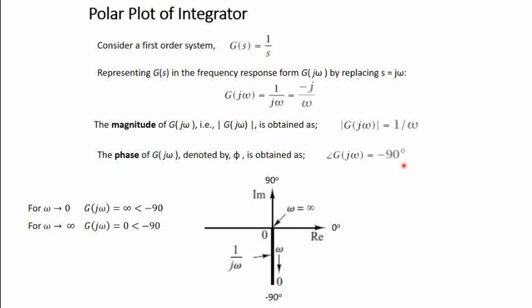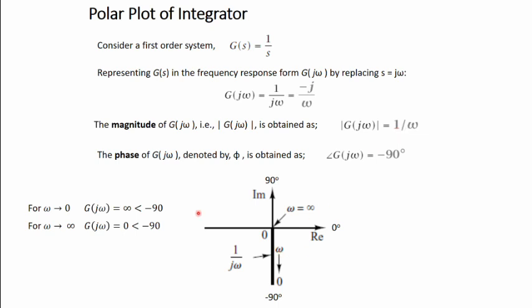So the first two steps are we have to find, for ω tending to 0, what is the magnitude and angle. In this case, when ω is tending to 0, magnitude is infinite, angle is minus 90. When ω is tending to infinity, then magnitude is 0 and angle is minus 90. Angle is constant, minus 90 in this case. And when ω is 0, magnitude is infinite. When ω is infinite, magnitude is 0.